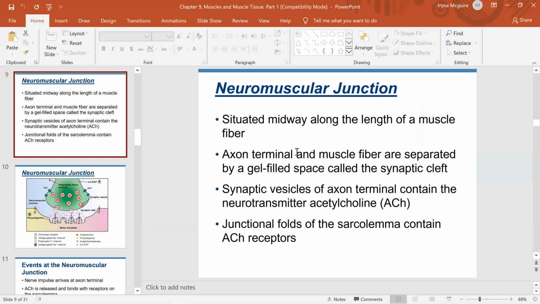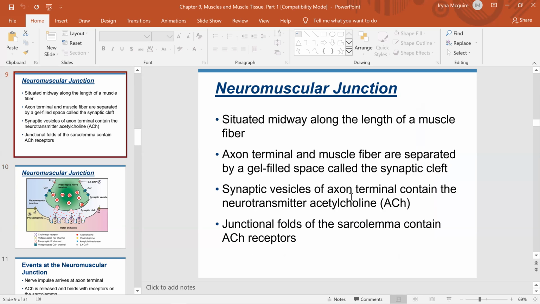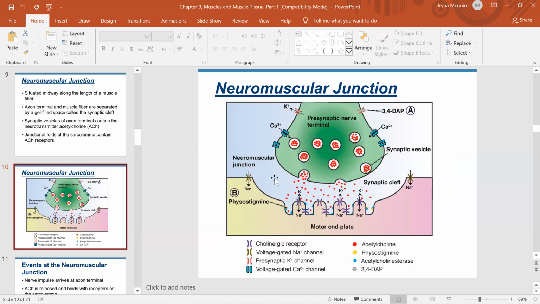So now let's get back over here. So neuromuscular junction is situated midway along the length of a muscle fiber. That makes sense, right? Axon terminal and muscle fiber are separated by gel-filled space called synaptic cleft, right? So here we have our synaptic cleft. Synaptic vesicles of axon terminal contain neurotransmitter acetylcholine, right? So here are our synaptic vesicles.